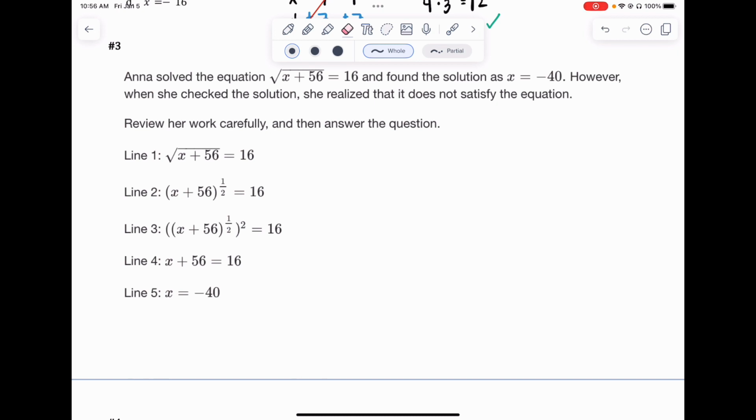And then in line 3, what she's doing is canceling out, whether you think of it as a radical or you think of it as a 1/2 power, she is canceling out by using the inverse of it, which is squaring it.